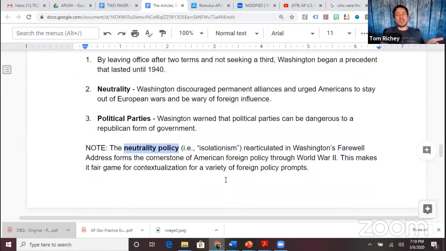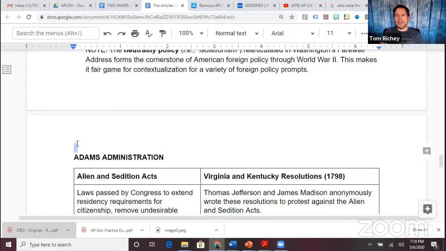So then going into, before we go into the Adams administration, let's see if we've got any more questions. I think we've got a few questions that have come up, and the more questions, the better. I enjoy the Q&A format.